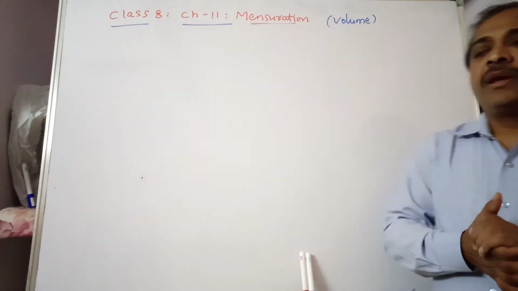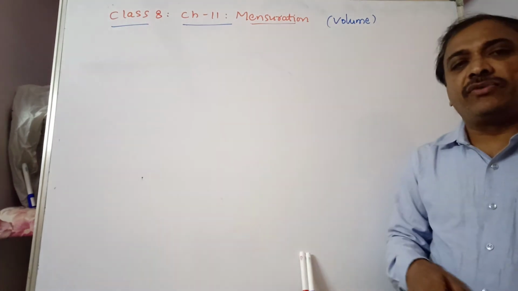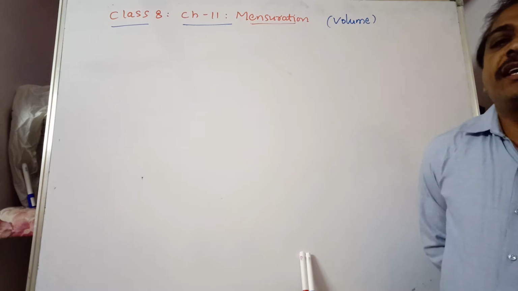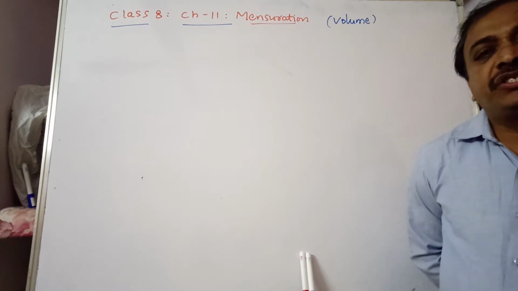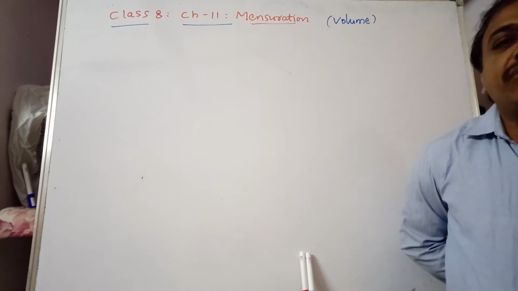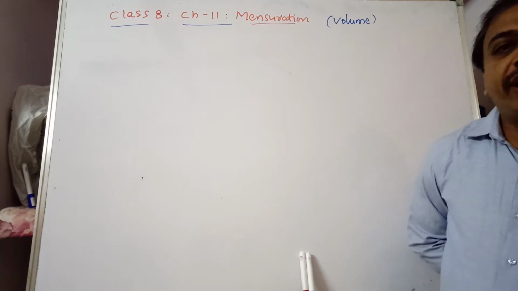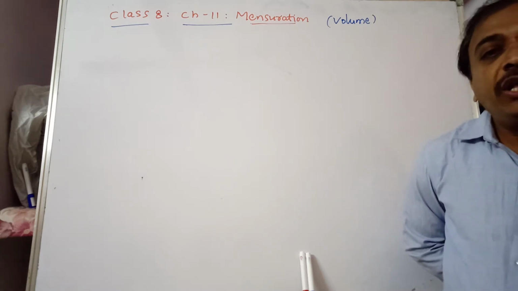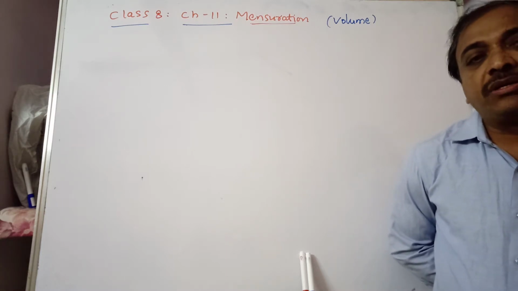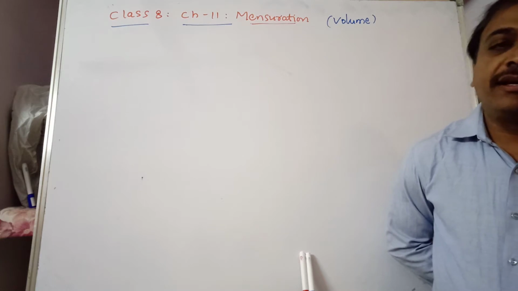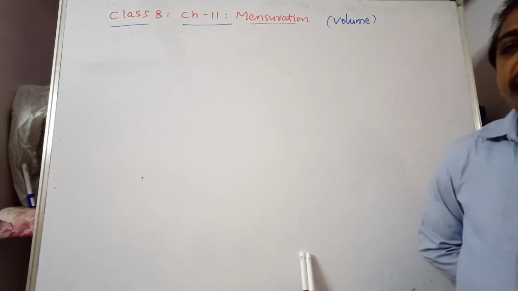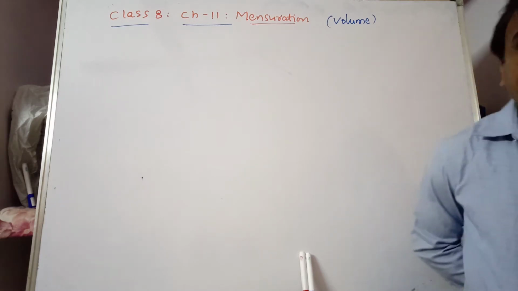Hi students, I hope you understood what we have discussed in the previous session from the mensuration chapter, that is surface areas of three-dimensional shapes, which are cube, cuboid and cylinder. Today we are going to discuss the volume concept of these three-dimensional shapes: cube, cuboid and cylinder.